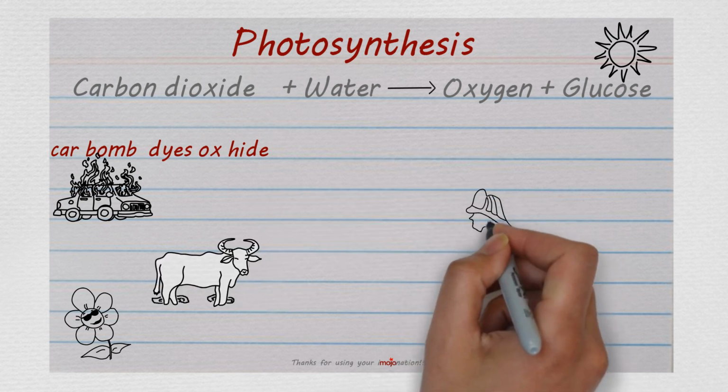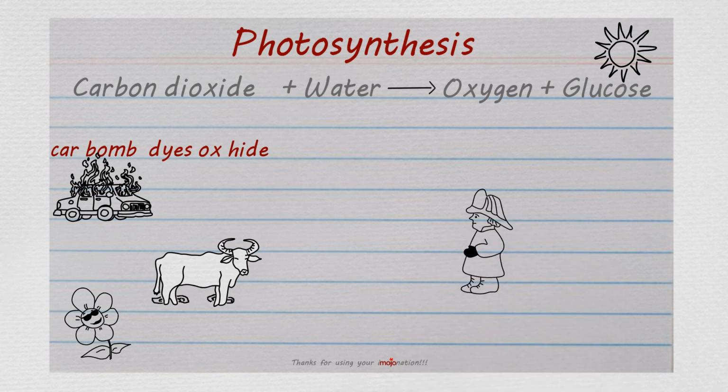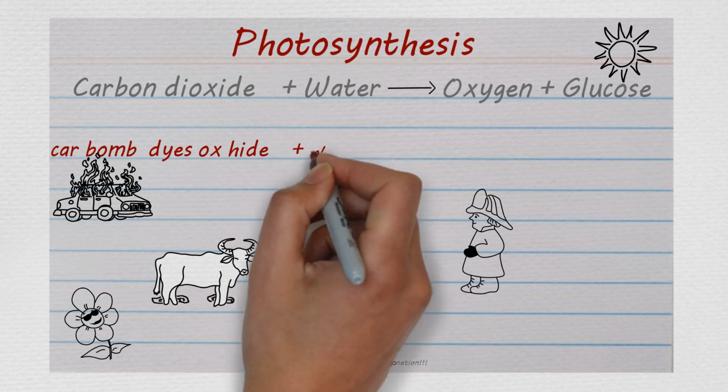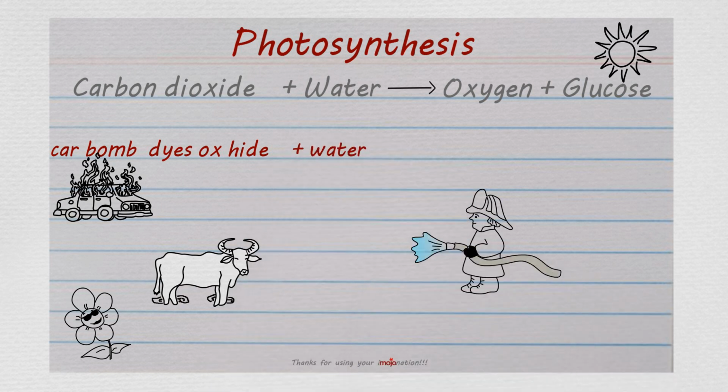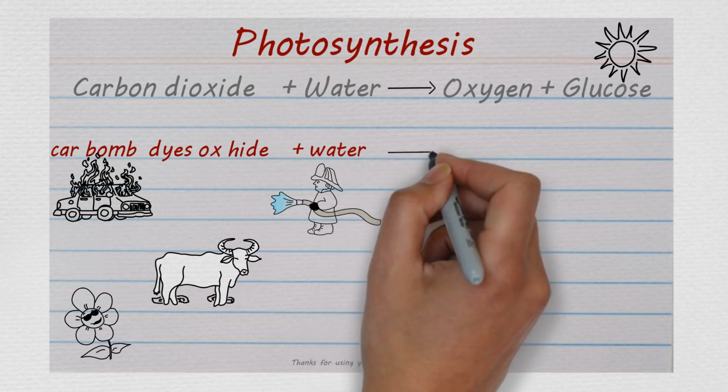Then the emergency services arrive. Sirens blaring. What do emergency services do? Squirt water all over the car to put out the flames. So we have car bombs dye oxides and water, or carbon dioxide and water. Picture those images clearly, and that's the left side of the equation memorised.